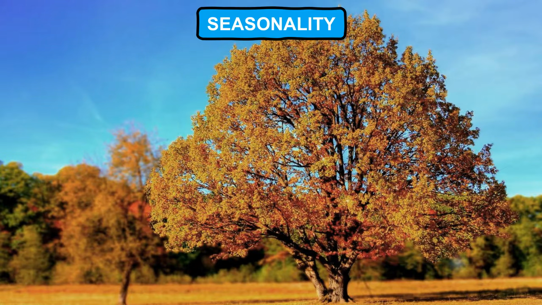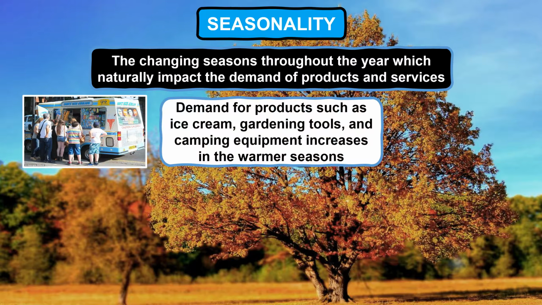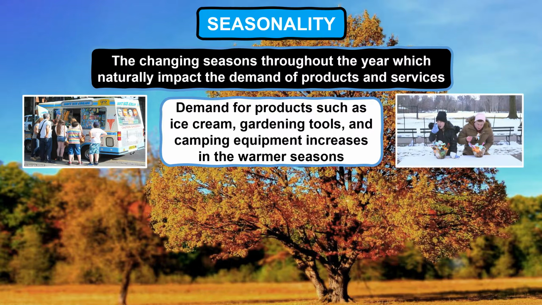The final factor we're going to discuss is seasonality, which refers to the changing seasons throughout the year which naturally impact the demand for products and services. For example, the demand for products such as ice cream, gardening tools and camping equipment is often very high in the spring and summer months when the weather is much warmer than in other seasons. However, consumer demand often decreases severely for these products during the autumn and winter seasons as the weather starts to turn much colder. And this is when the demand for products such as slippers, winter coats and theatre tickets typically starts to increase.